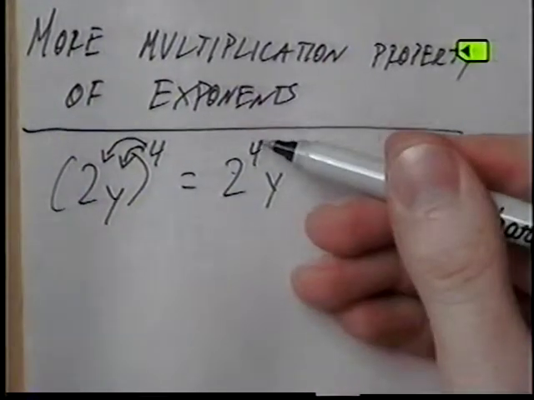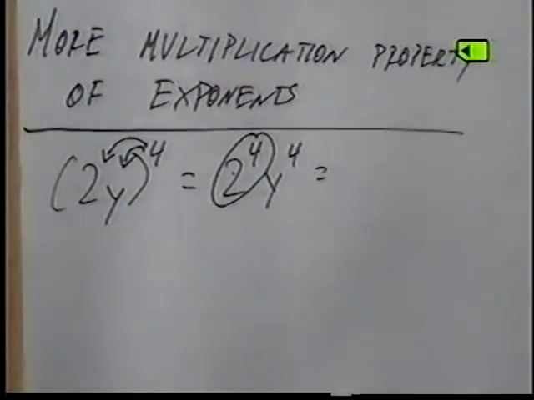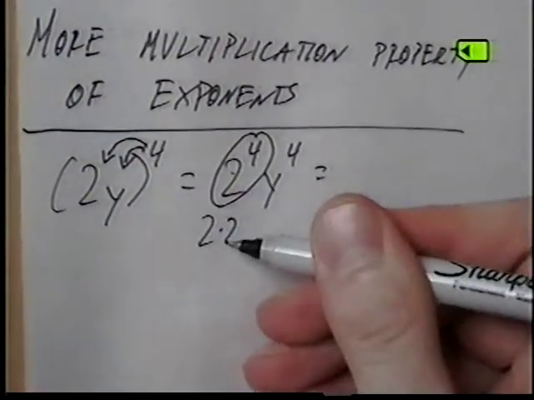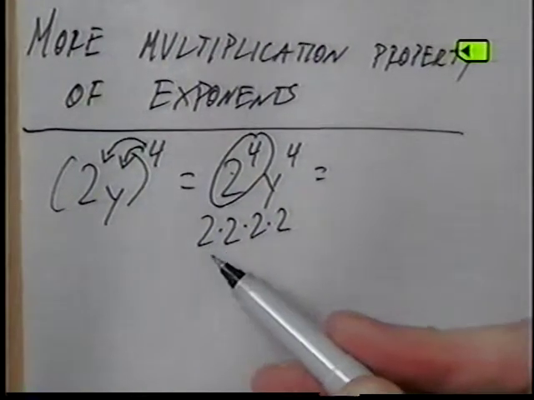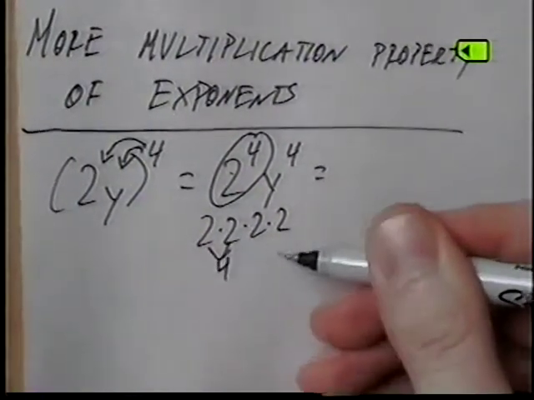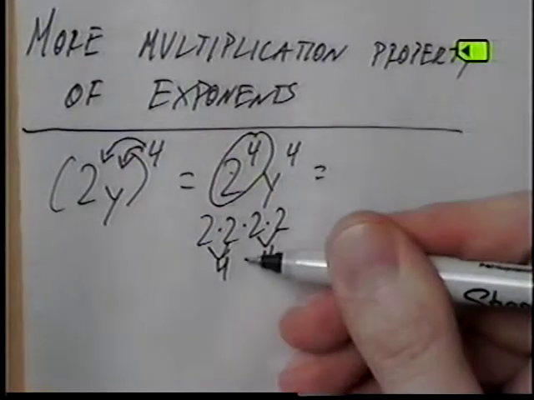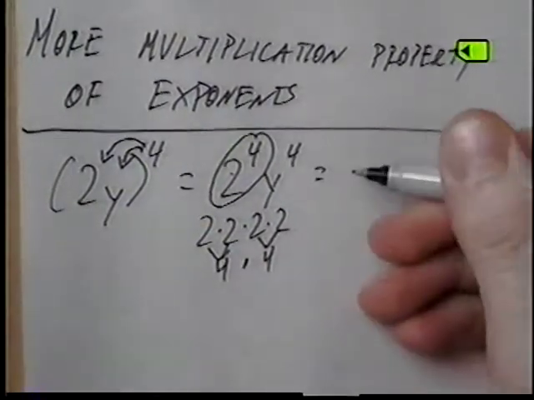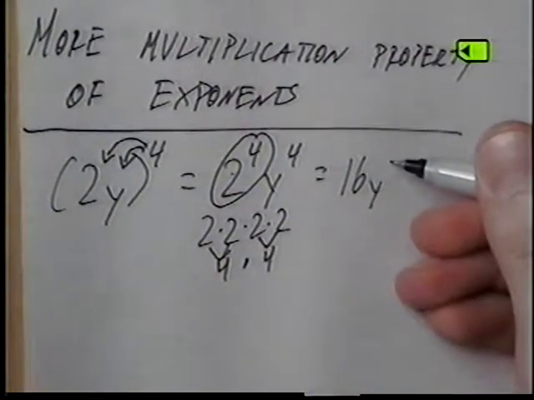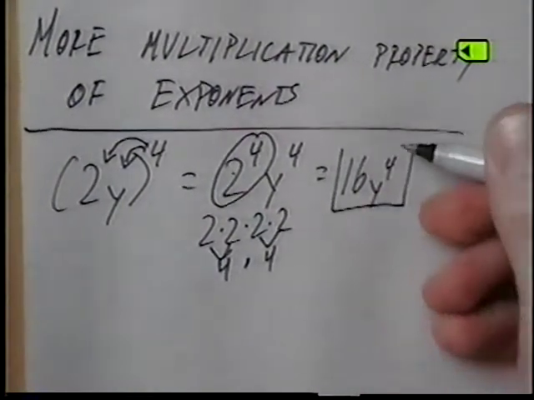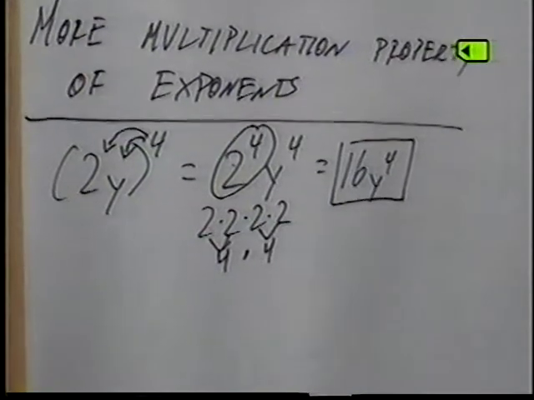For our final answer, again, any numbers we can simplify. 2 to the fourth, it's not 2 times 4, but 2 times itself 4 times. 2 times 2 would be 4. 2 times 2 again is also 4. And the coefficient for this question is 16. Y to the fourth stays the same. And our final answer is 16, y to the fourth.